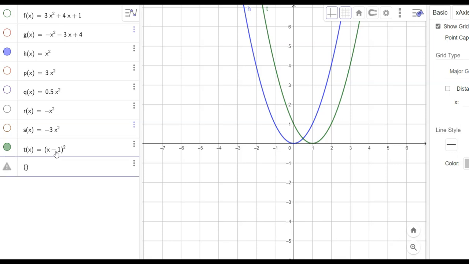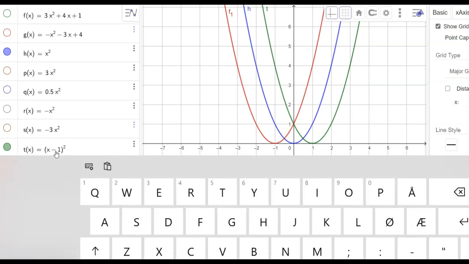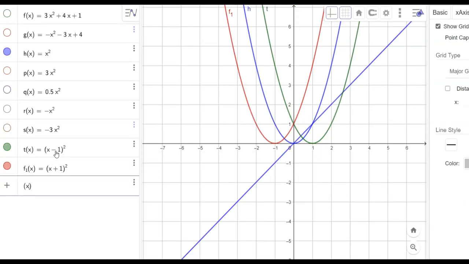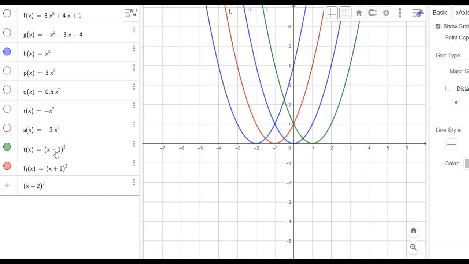So if I instead, for example, take x plus 1, then you see I get a red curve. So this has the effect of moving it one step to the left. So if I add 1 here, it's the effect of moving the curve one step to the left. And if I take x plus 2, then of course we can guess what will happen. The whole thing will move 2 steps to the left. Okay, so that is the effect of that.